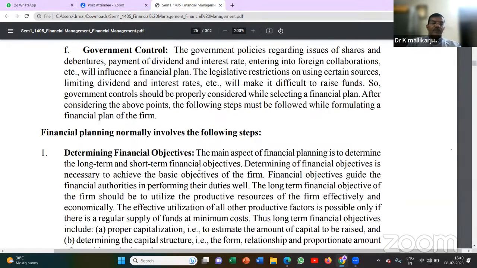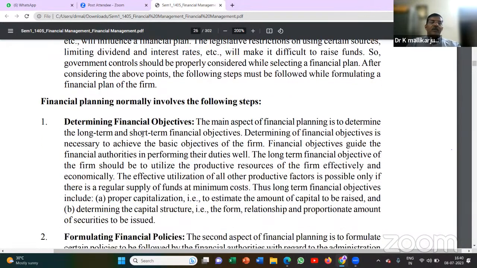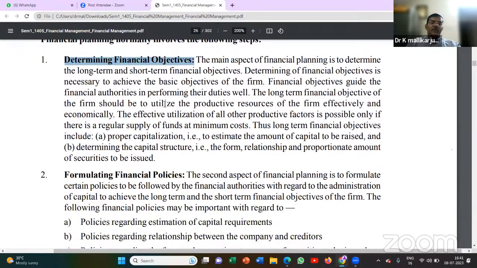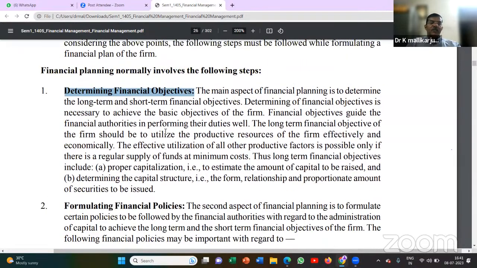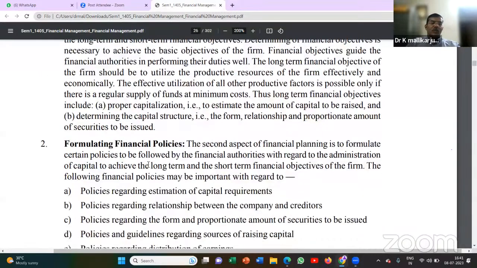Okay, so determining the financial objective. Financial planning normally involves the following steps. Determining the objective is required first. So what is the objective? The objective must be very clear, with appropriate measures. For example, Bajaj Finance has entered urban areas. Now they need to enter semi-urban areas also. That is their objective, the financial objective.